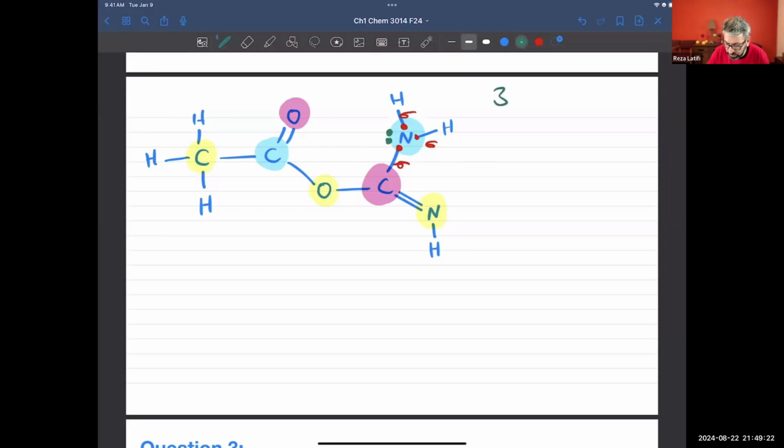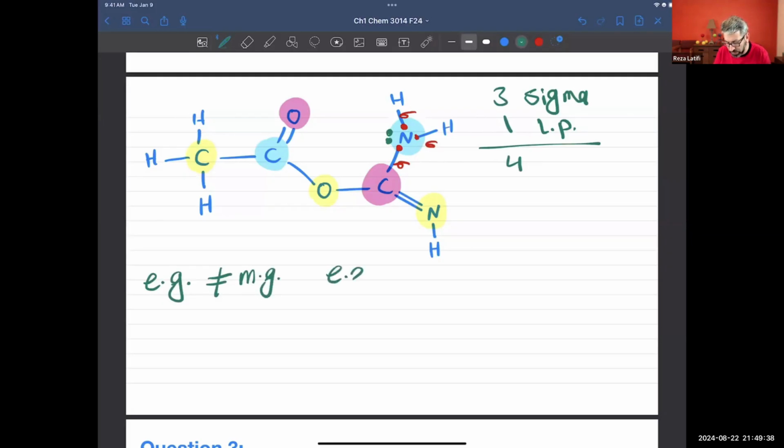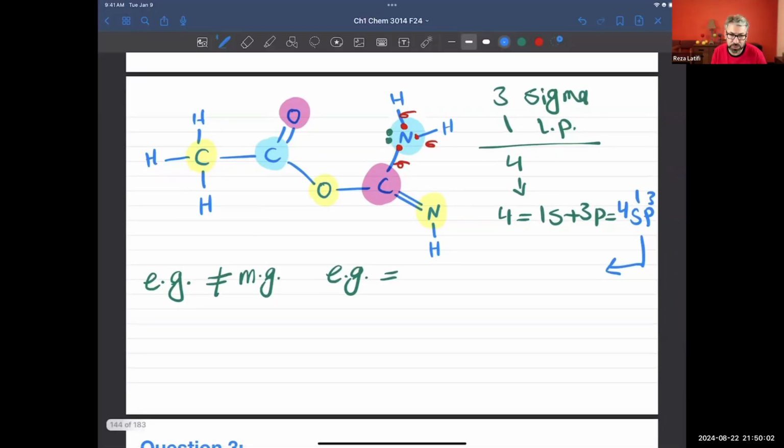So we have 3 sigma and 1 lone pair. Sigma plus lone pair, we got 4. So electron geometry, because we do have a lone pair, is not going to be equal to the molecular geometry. Electron geometry, because we got 4 pairs, will be tetrahedral. Why? Because hybridization will be 1s plus 3p, it will be sp3. And if the hybridization is sp3, it will always give you electron geometry equal to tetrahedral.